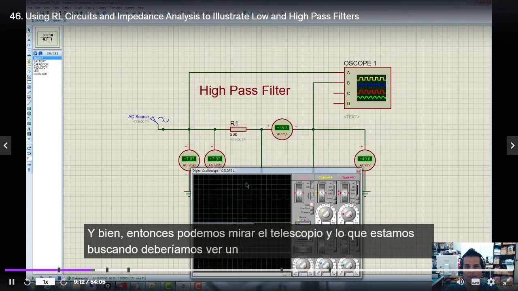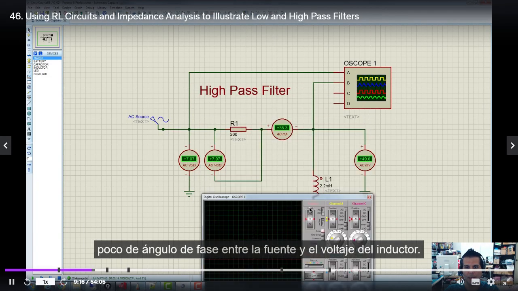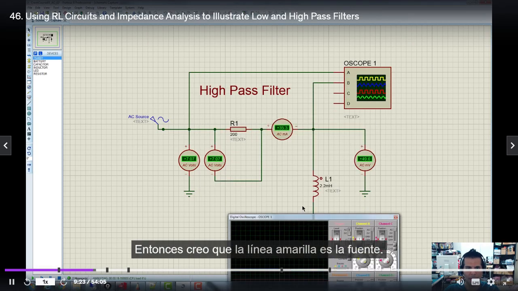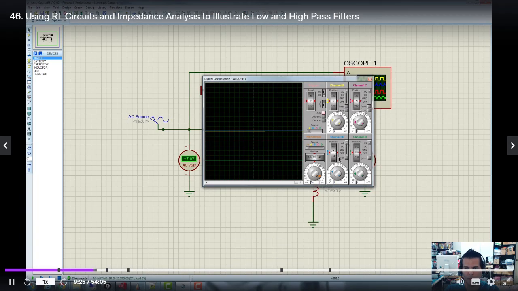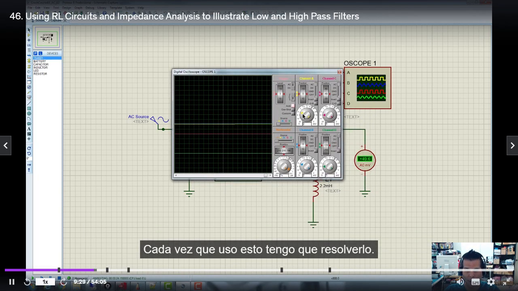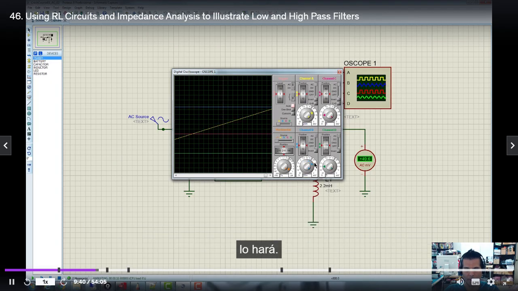And all right, and then we can look at the oscilloscope, and what we're looking for, we should see a bit of a phase angle between the source and the inductor voltage, right? So I think the yellow line is the source. Your guess is as good as mine. Every time I use this, I got to figure it out. So channel A, we're going to increase the gain on it, and there you can see the signal getting bigger. On channel B, which is the inductor, we're going to do that as well.